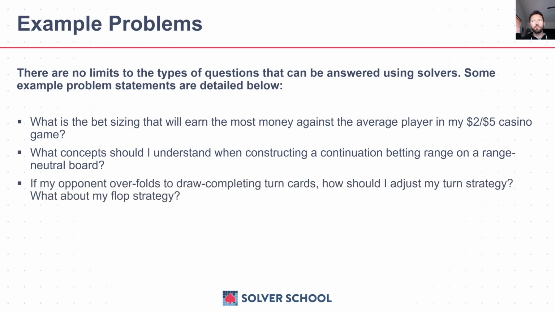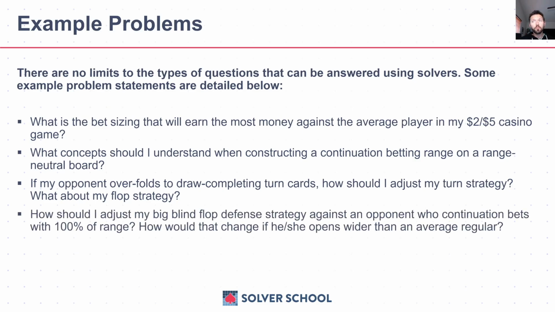If my opponent overfolds to draw-completing turn cards, how should I adjust my turn strategy or my flop strategy? Again, very specific in what we're trying to solve, and we can set up tests to answer this question. How should I adjust my big blind flop defense strategy against an opponent who continuation bets 100% of range? It happens all the time, right? We play in games where our opponents are going to c-bet with all of their range. We might want to know how we counter that, and we can answer that question using solvers.